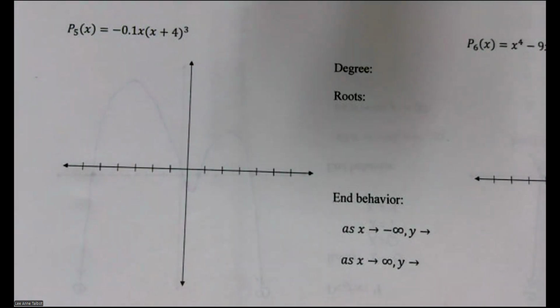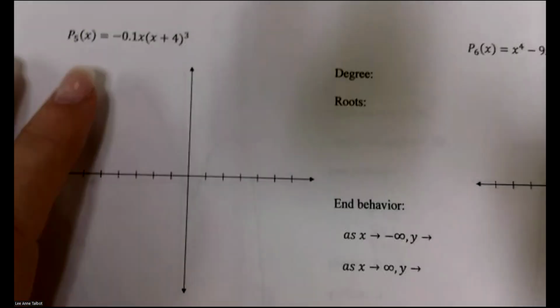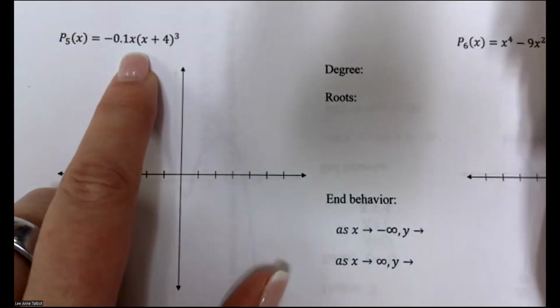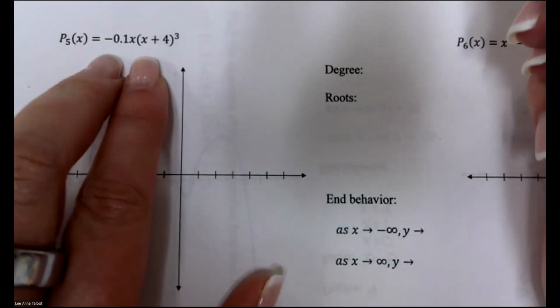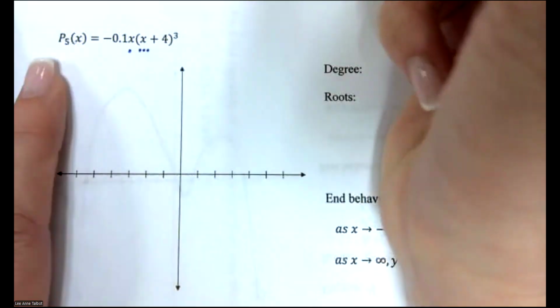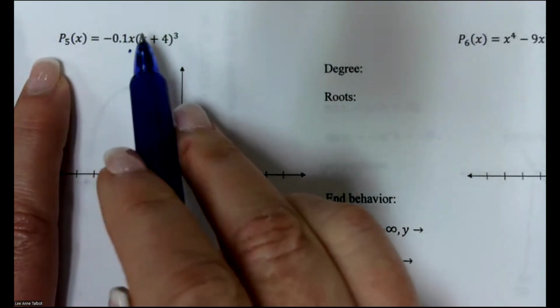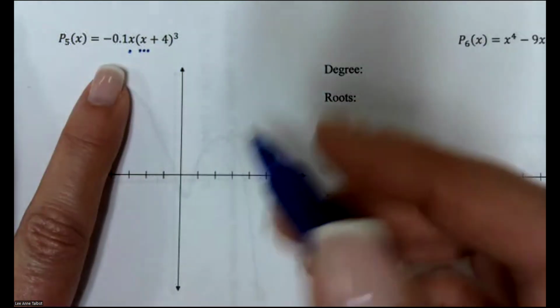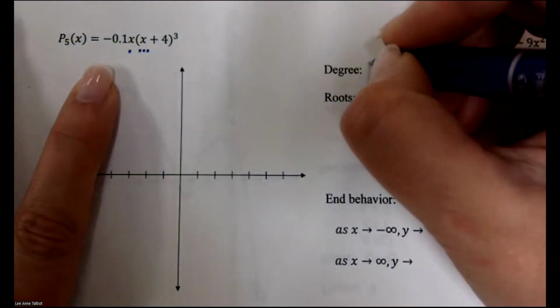And you can use your graphing calculator if you would rather instead of Desmos. I don't care. Either way is fine. Okay. Factored form. What's the degree of this problem? 1, 2, 3, 4. So there's 1x there and 3x is there because of the cubed, so it's degree 4.